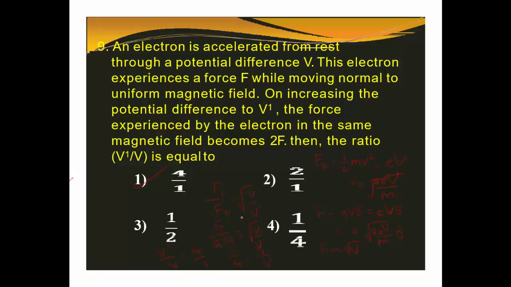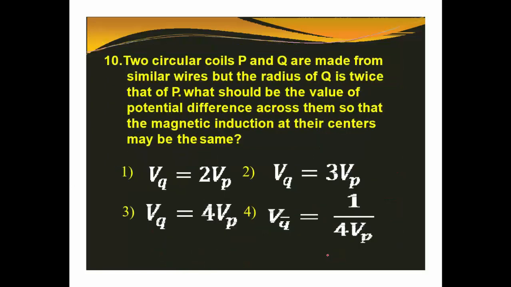From this we get F proportional to root V. So you have to remember, when force and potential difference are related, the exact formula is F proportional to root of V. V means potential difference, not velocity. Okay. So go for the next question.